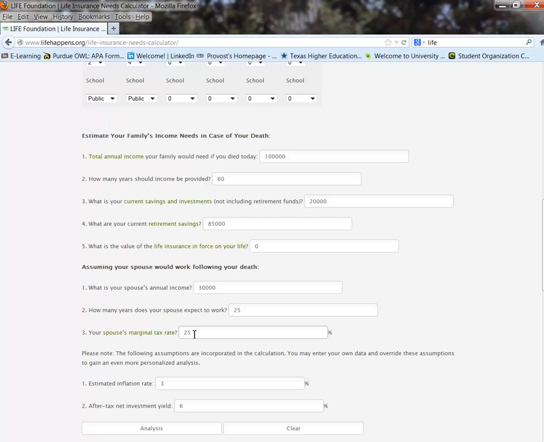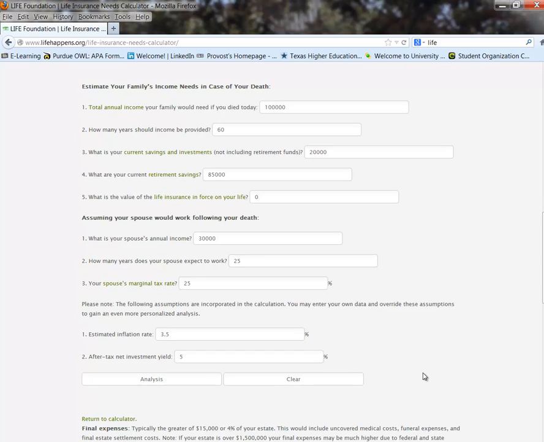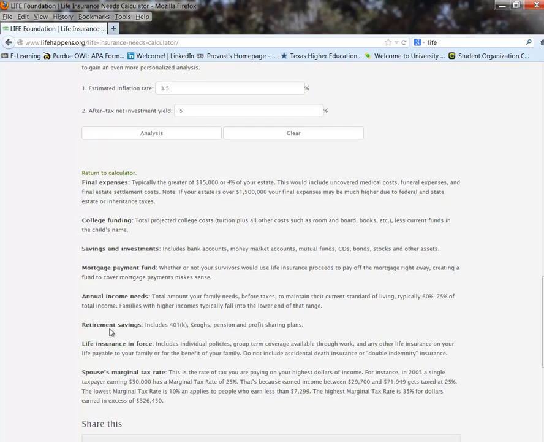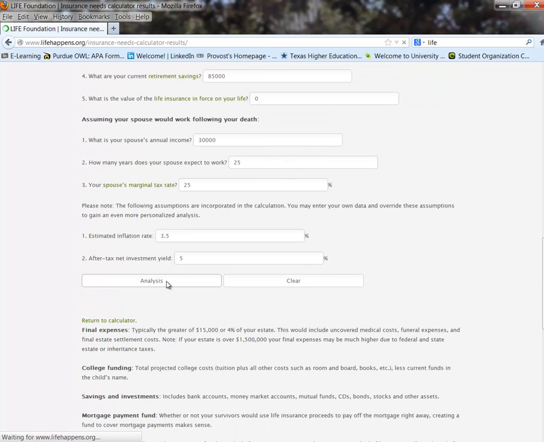Now remember, the higher you go, that's a more conservative approach. The lower you go on your taxes, that's a more aggressive approach. Estimated rate of inflation, I like to be careful here because inflation can really eat you up, so I like to increase that a little bit more. 6% after-tax net investment may be a little high, but we want to be conservative here. We want to make sure we have enough insurance. And if you look down here, this is a little bit of a guide that tells you everything about what you're entering. So now I'm going to go to analysis.